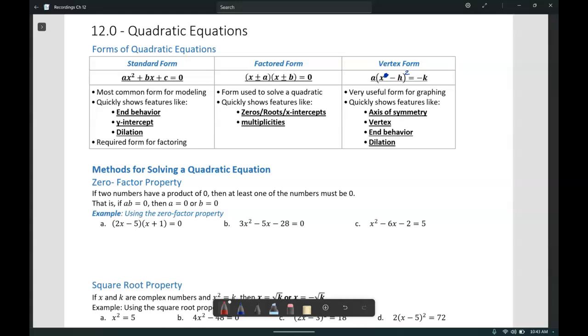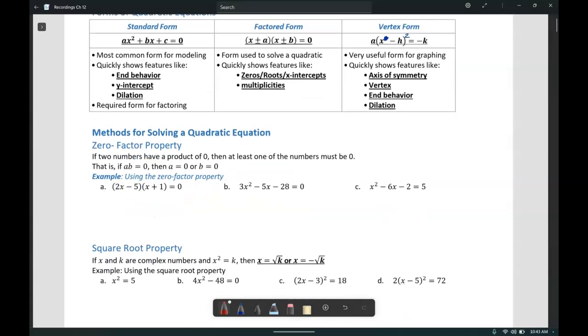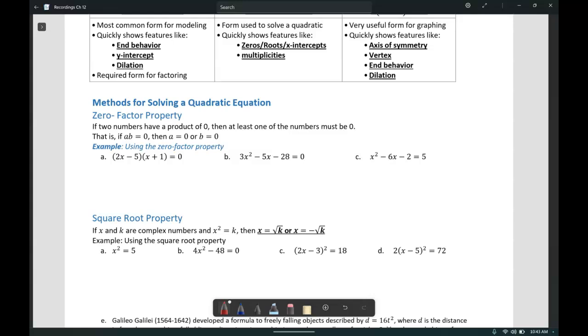Vertex form is arguably the most useful form for graphing because it can quickly show features like the vertex, the axis of symmetry, the end behavior, the amount of dilation, and we can quickly solve for x and y intercepts from that form. So when solving a quadratic, we've got a few different options. Zero factor property is one that we've used a lot. We've talked about it many times, so I'm not going to go into a lot of detail here, but I will work through factoring each of these examples and then using the zero factor property really quickly.